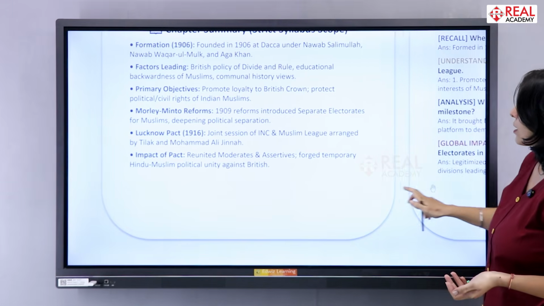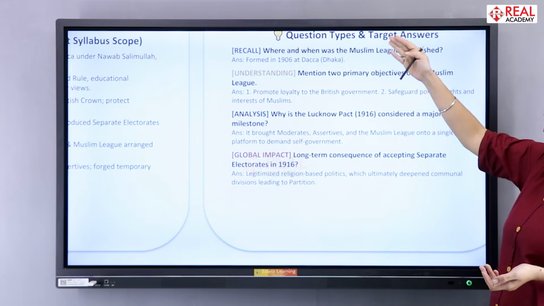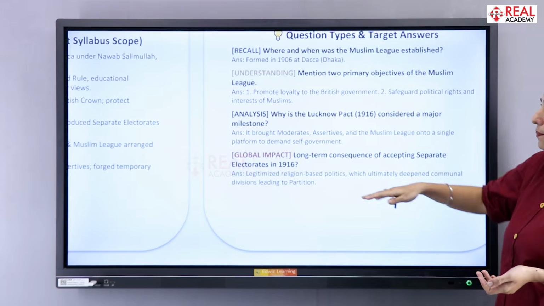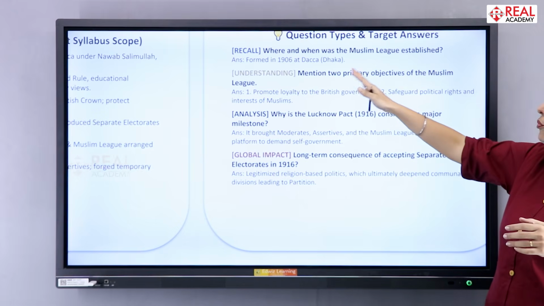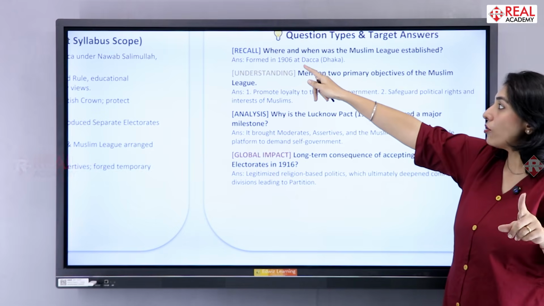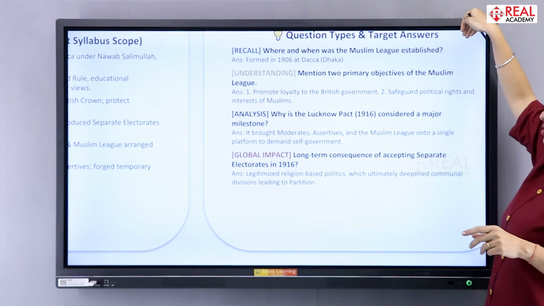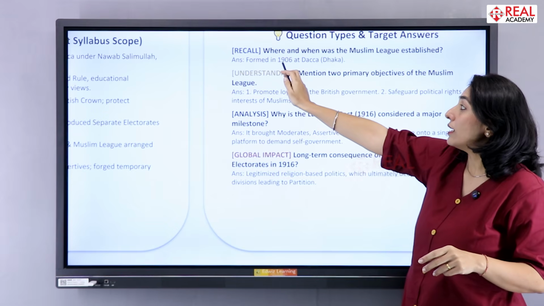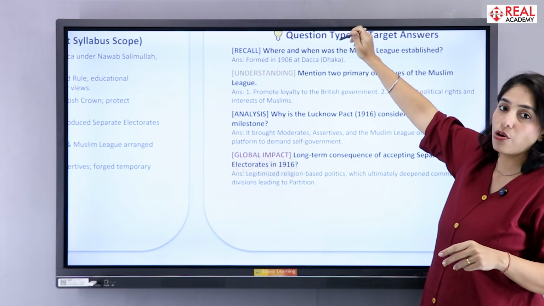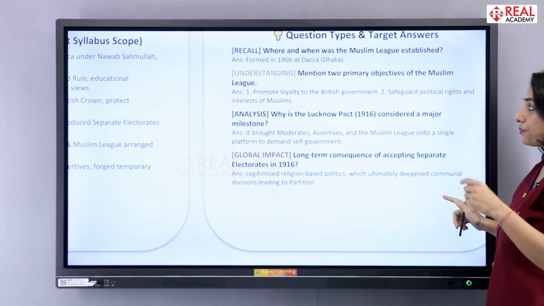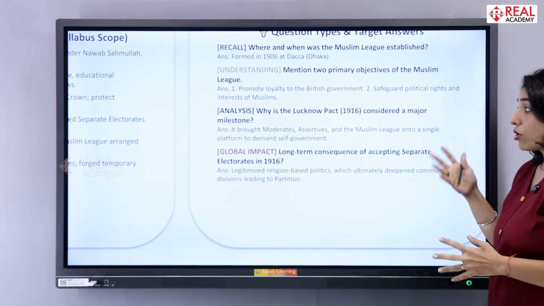Now, what kind of questions? Again, it is the same: recall, understanding, analysis, and global impact. When we talk about recall, for example, when or where is for 1 mark. Where and when was the Muslim League established? One mark is for the year 1906, and another 1 mark is for Dhaka. Mention two primary objectives of the Muslim League.